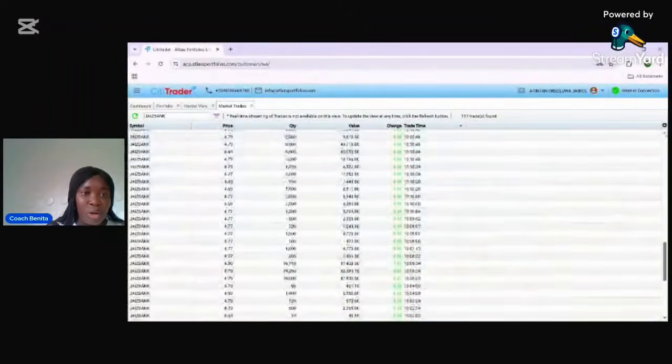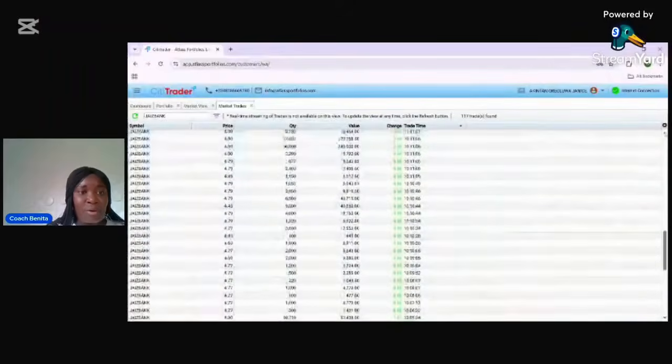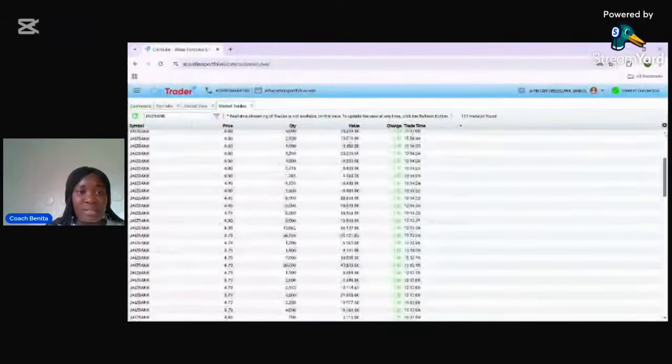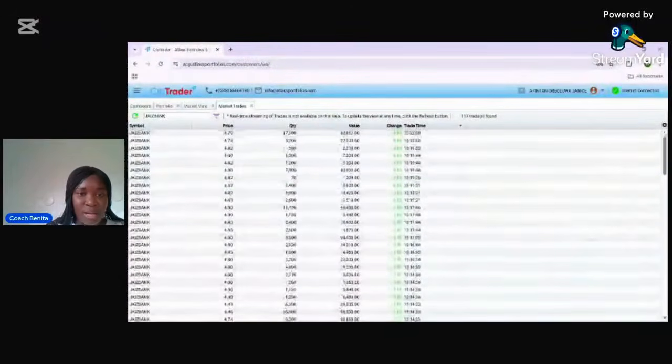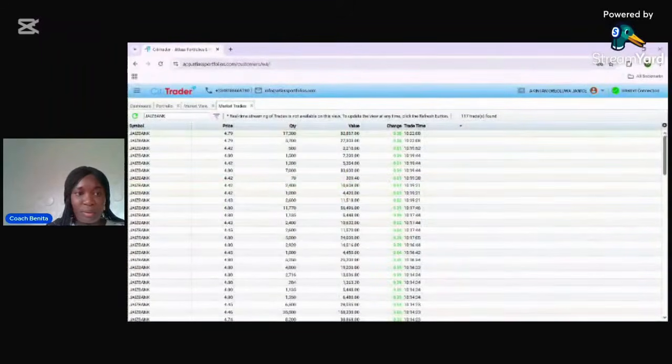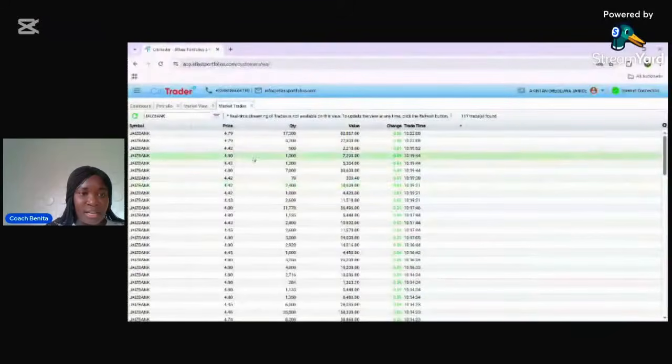This can also help you make a decision. Everybody that bought today has bought above the market price, which means there's a tendency that people are not willing to sell below. But we can see that somebody was able to get this at 4 naira 42 kobo. Okay, let's keep going. Then it's back to 480 and 479.